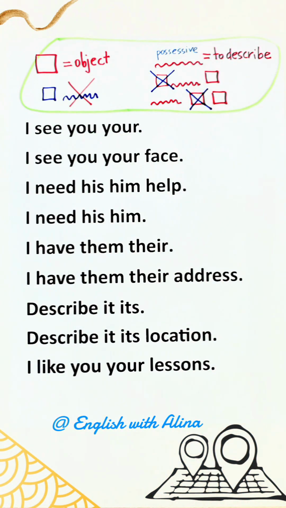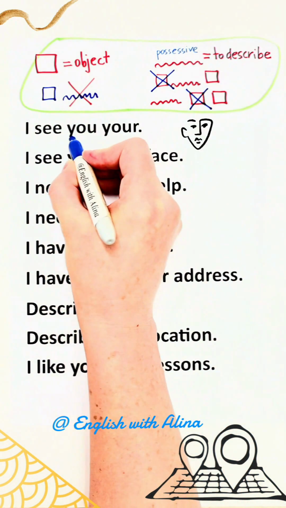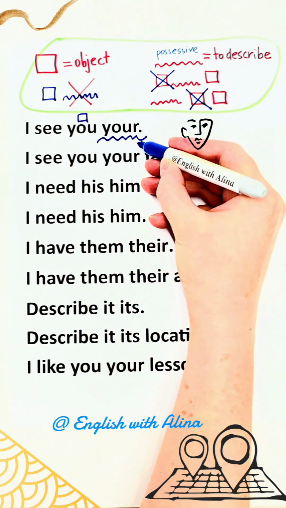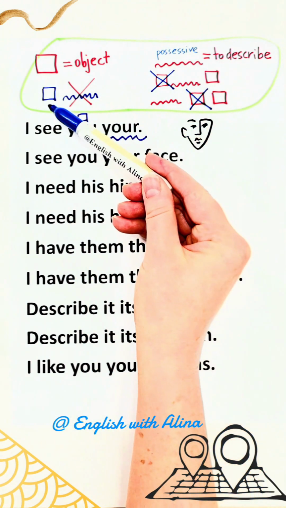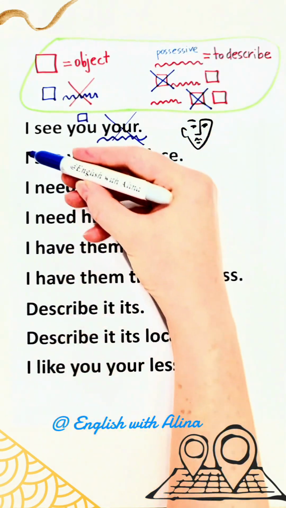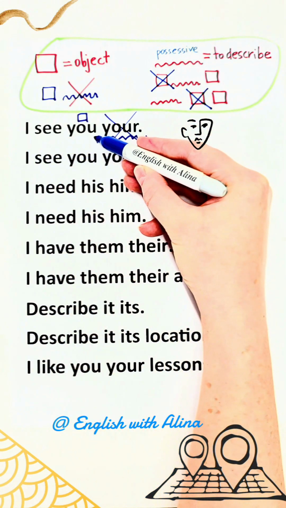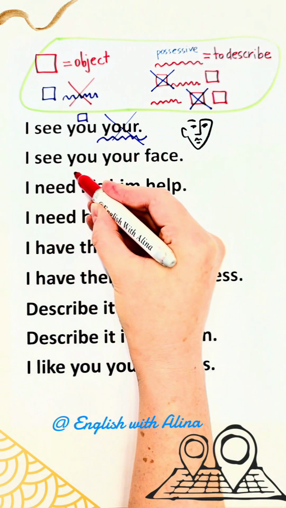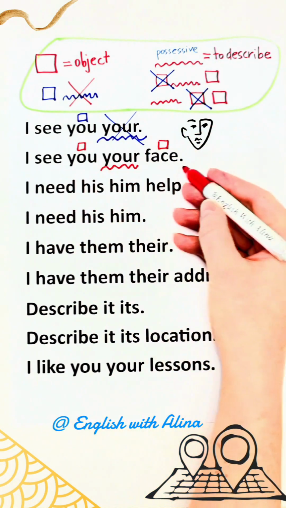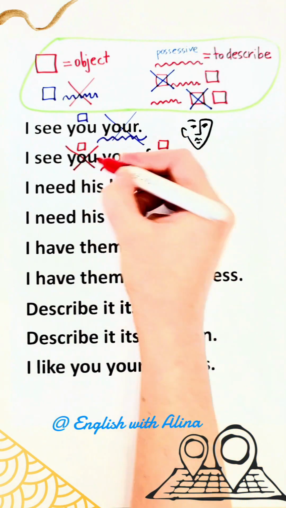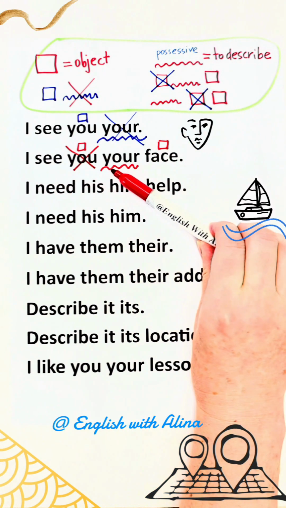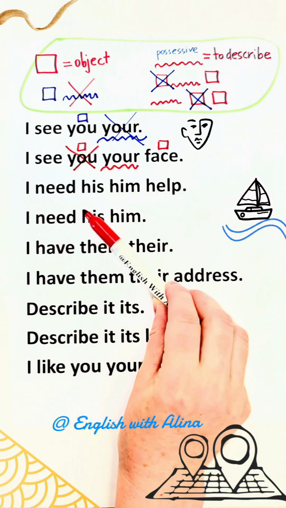Let's do it. I see you, your. You is an object and your is a possessive. Keep an object. I see you. That's an object. Your is a possessive. Face is an object. Drop you. I see your face.